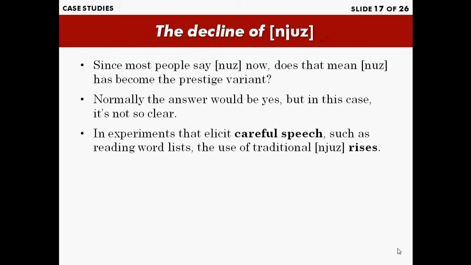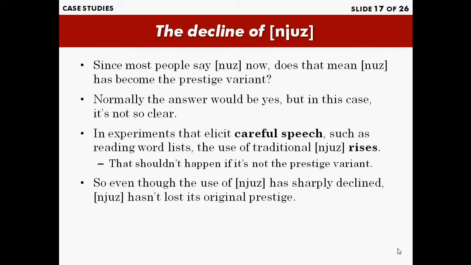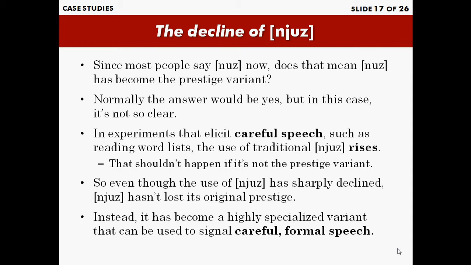So what Clark found was that if you did an experiment to get someone's really careful speech, so if you got them to read word lists, for example, suddenly they would come out with "nyews." Even people who normally say "news" might start to say "nyews" in their most careful speech. And if "nyews" wasn't the prestige variant, that shouldn't happen. So it seems like "nyews" still is the prestige variant, even though people don't use it anymore. Okay? But it's become this very specialized variant that you can use to show that you're speaking extremely carefully, extremely formally.